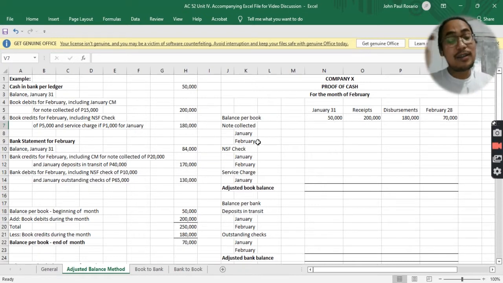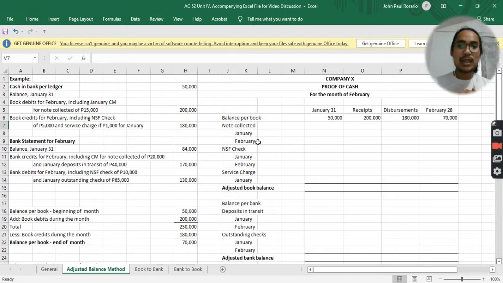Okay? Now, for your deposit in transit and outstanding checks, the book already recorded them as of February, but your deposit in transit will be deposited only next month. So the bank will record it only then. Same with the outstanding checks. The book already recorded them for February, but they will be reflected by the bank only in March.